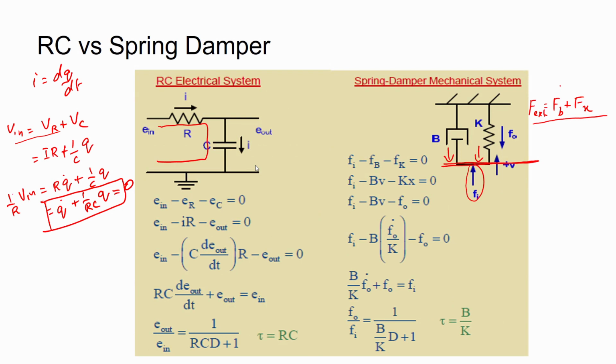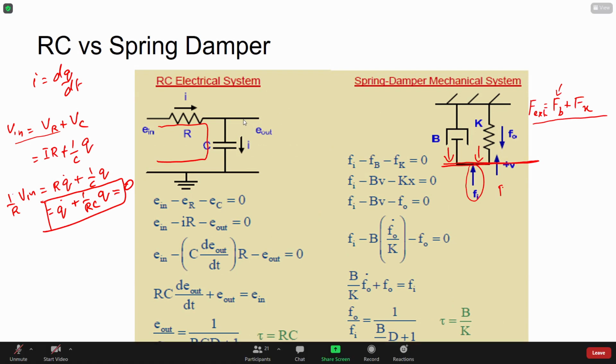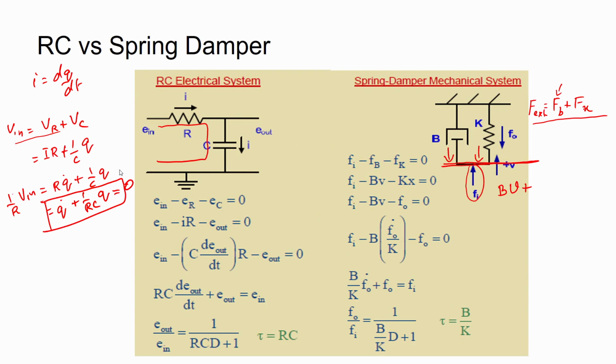The force exerted by the friction. So what do I represent it with? Velocity and B. Okay, so B, V. What about FK? The force FK is equal to K x. So what is that going to be equal to? Kx. Excellent. And the damper force is B x dot, plus Kx, and this is equal to the external force, correct?